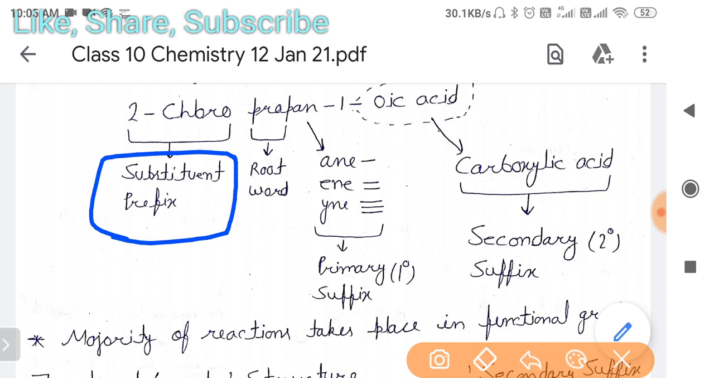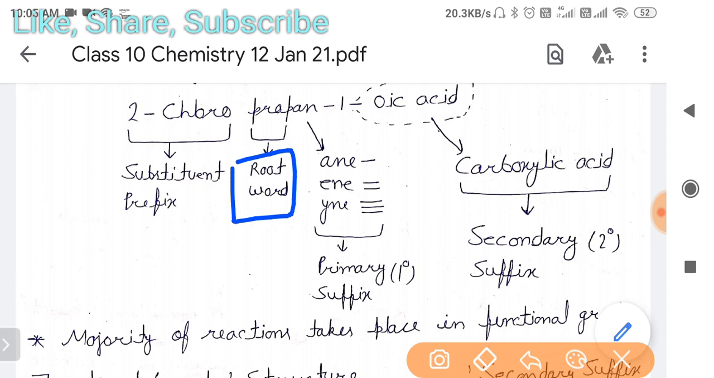Then you see here, prop is a root word. Prop is a root word, like meth, prop, but, pent, which you have read. C1 means meth. Methane, ethane, you have read them already. So here prop is a root word. I hope you understand till here.